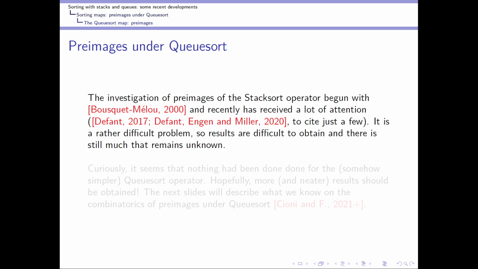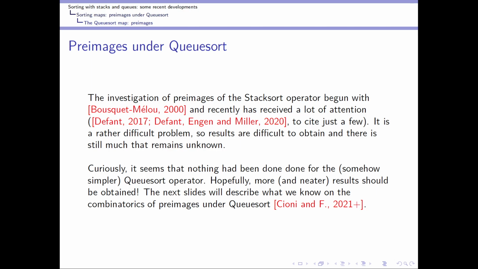And it is a rather difficult problem, so it is difficult to obtain results. There are many interesting results, but they are not easy to obtain, and there is still much that remains unknown. Instead, for the Q-sort sorting operator, the same problem had not been considered before. But the Q-sort operator is somehow simpler than the stack sort operator, so hopefully it is reasonable to think that more results can be obtained, and maybe neater results. In the next slides, I will describe what we know on the combinatorics of preimages under Q-sort. All the results that I'm going to show have been obtained in collaboration with Lapo Cioni.